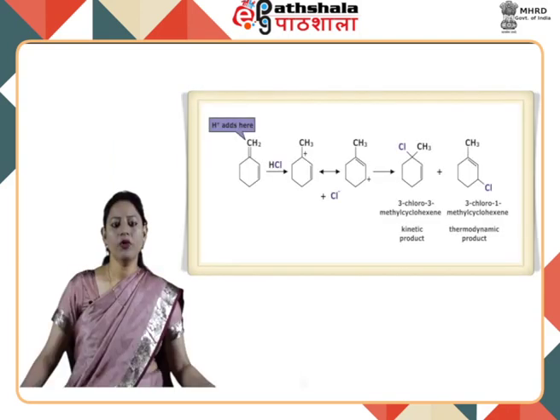Another example of kinetic and thermodynamic product formation is addition to 3-methylene cyclohex-1-ene. When HCl adds to 3-methylene cyclohex-1-ene, the kinetic product is 3-chloro-3-methyl cyclohexene, and the thermodynamic product is 3-chloro-1-methyl cyclohexene.